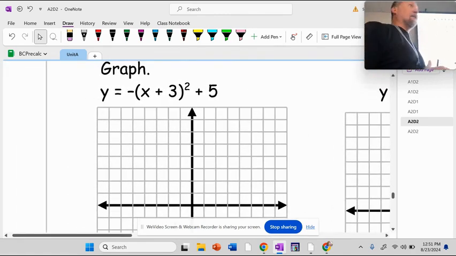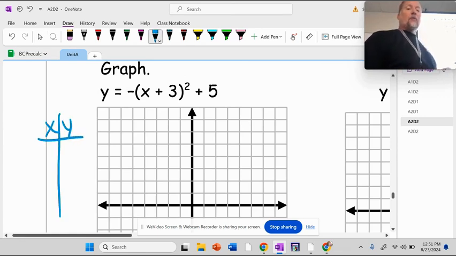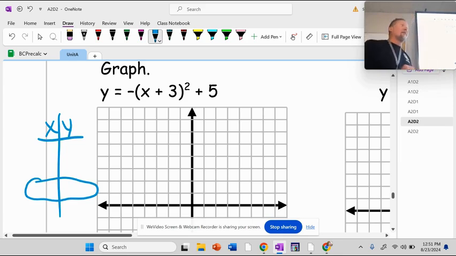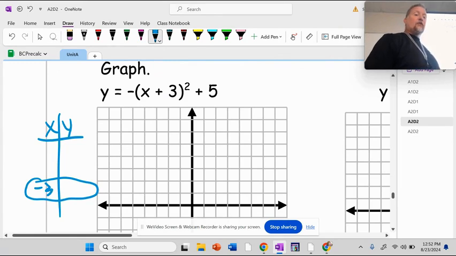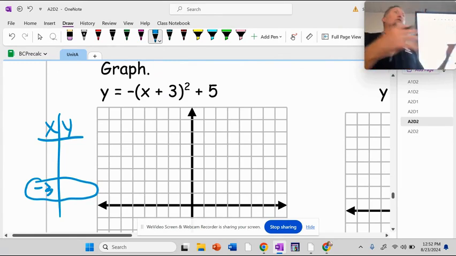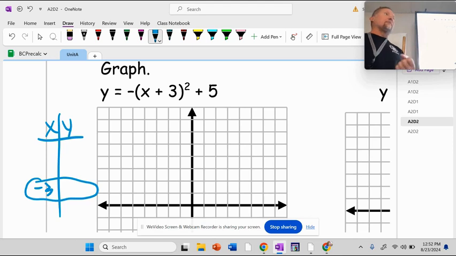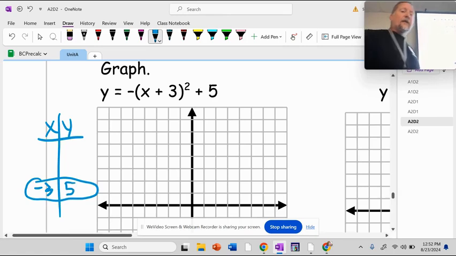This is vertex form. So when I do my chart of values, what's the first value I should plug in right here? What value for x should I plug in? Negative 3 is correct. You get the 0, and then you do 2 above and 2 below that to get 2 other points, and then you'll see the parabola. This is the vertex. This is why this is called vertex form. By the way, the vertex is (negative 3, 5). You're going to get an output of 5 when you plug that in.